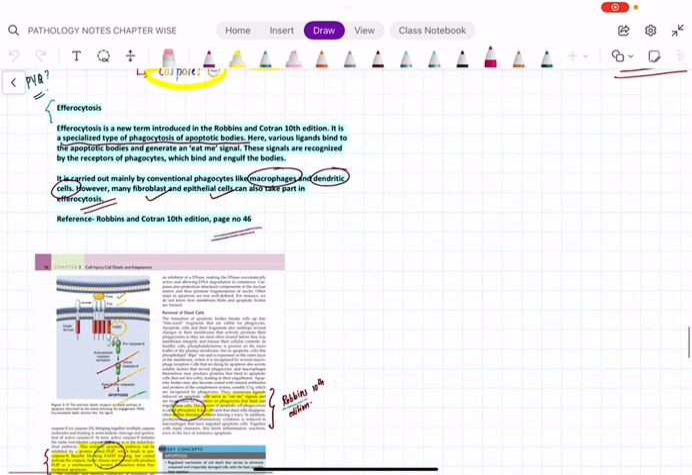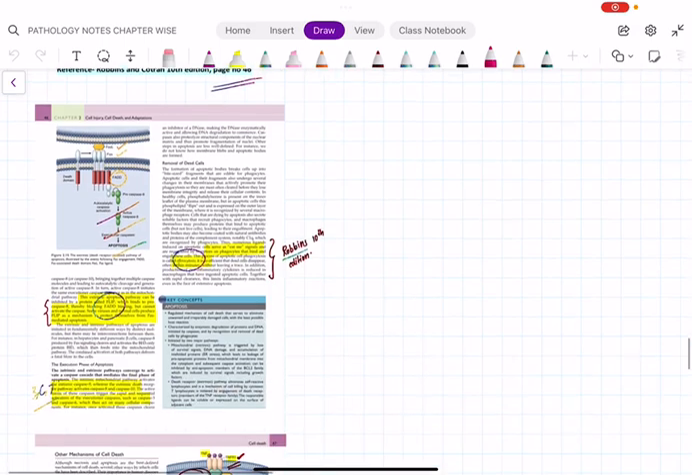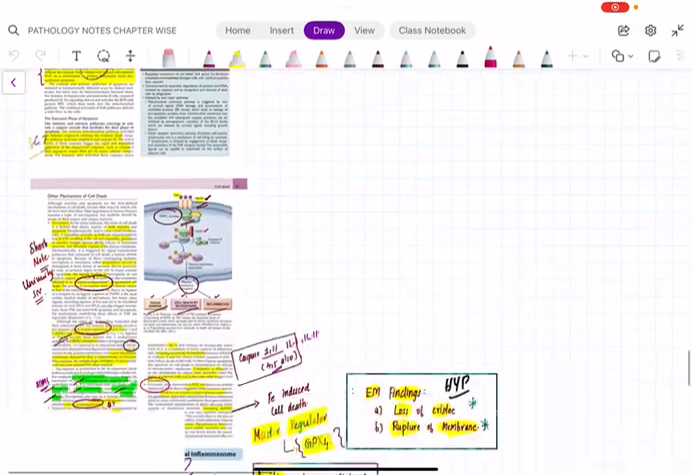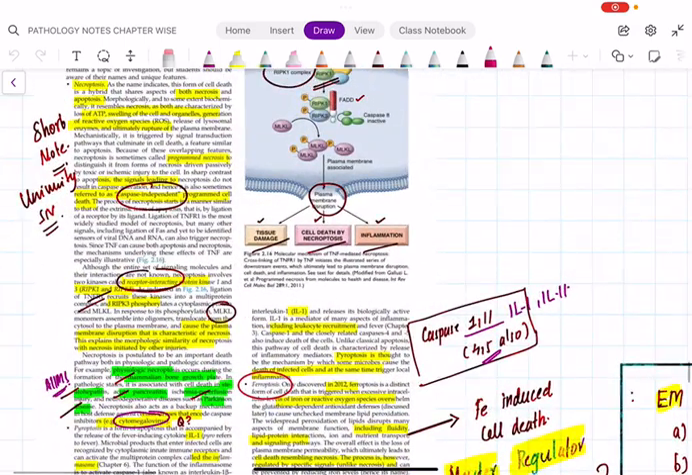And please go through all the updates: necroptosis, pyroptosis, nephrocytosis. Those who are following all the editions of Robbins, please go through this terminology. This is all only mentioned there. That's why I have included these pages here on necroptosis. This is all the pages I have included from the 10th edition. So please go through all those things.